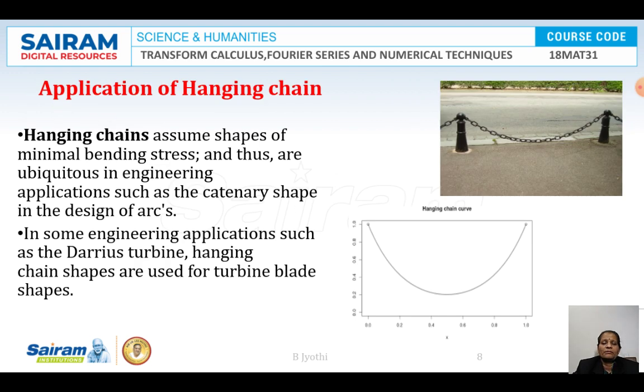So coming to the application of a hanging chain, the hanging chain assumes the shape of the cable, or shape of minimum bending stress, and thus is ubiquitous in engineering applications such as the catenary shape in the design of arcs. In some engineering applications such as the Darrieus turbine, hanging chain shapes are used for turbine blade shapes.